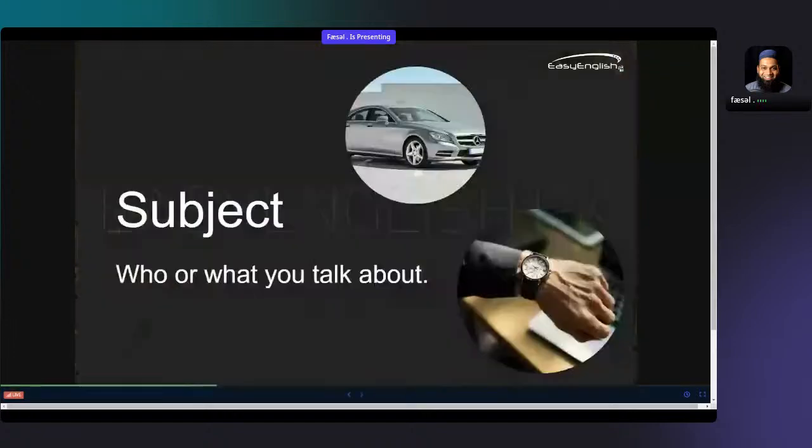Let's move on. Now, so that means subject is actually who or what we talk about. Subject क्या होता है? Subject उसको बोलते हैं who or what you talk about.